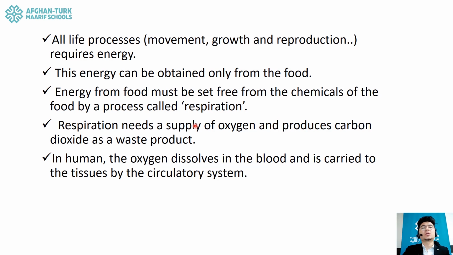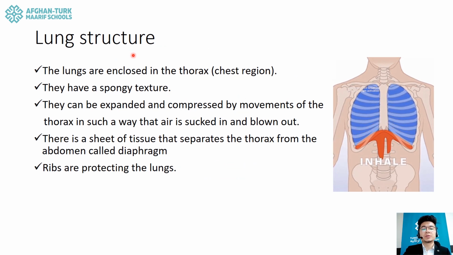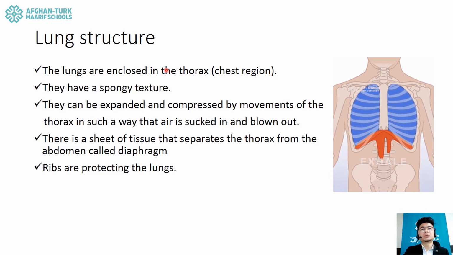In humans, oxygen is dissolved in the blood and carried to every single cell and every single tissue of our body. The nose is the very first step in the respiratory system, so we can get air inside our body with the help of our nose. Then the epiglottis is the separator of the air path from the food.